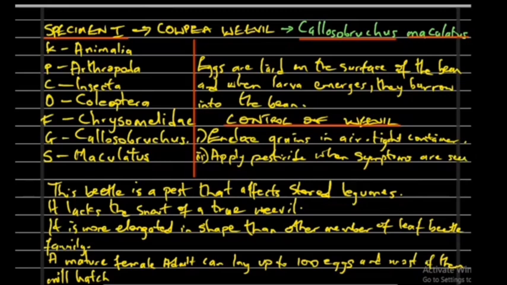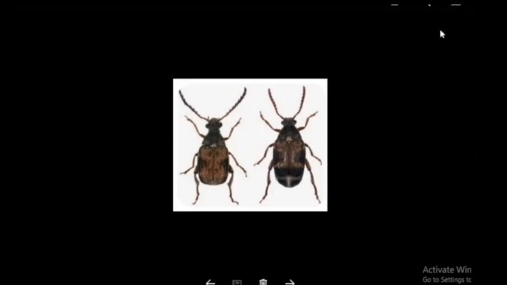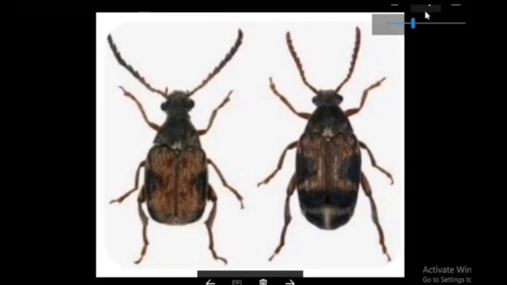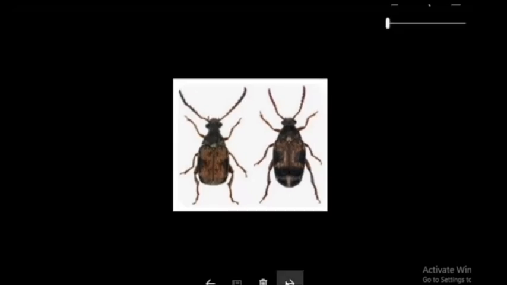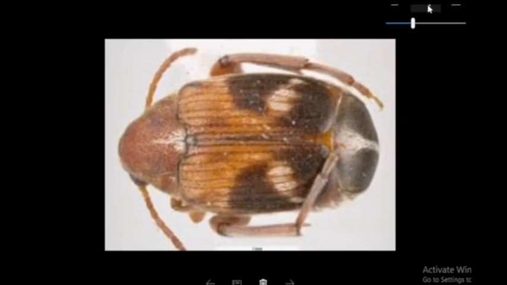So these are some of the things that we need to know about the cowpea weevil. This is what the cowpea weevil looks like. That's the diagram of the cowpea weevil. This is another picture of it here. You can see what it looks like as well.